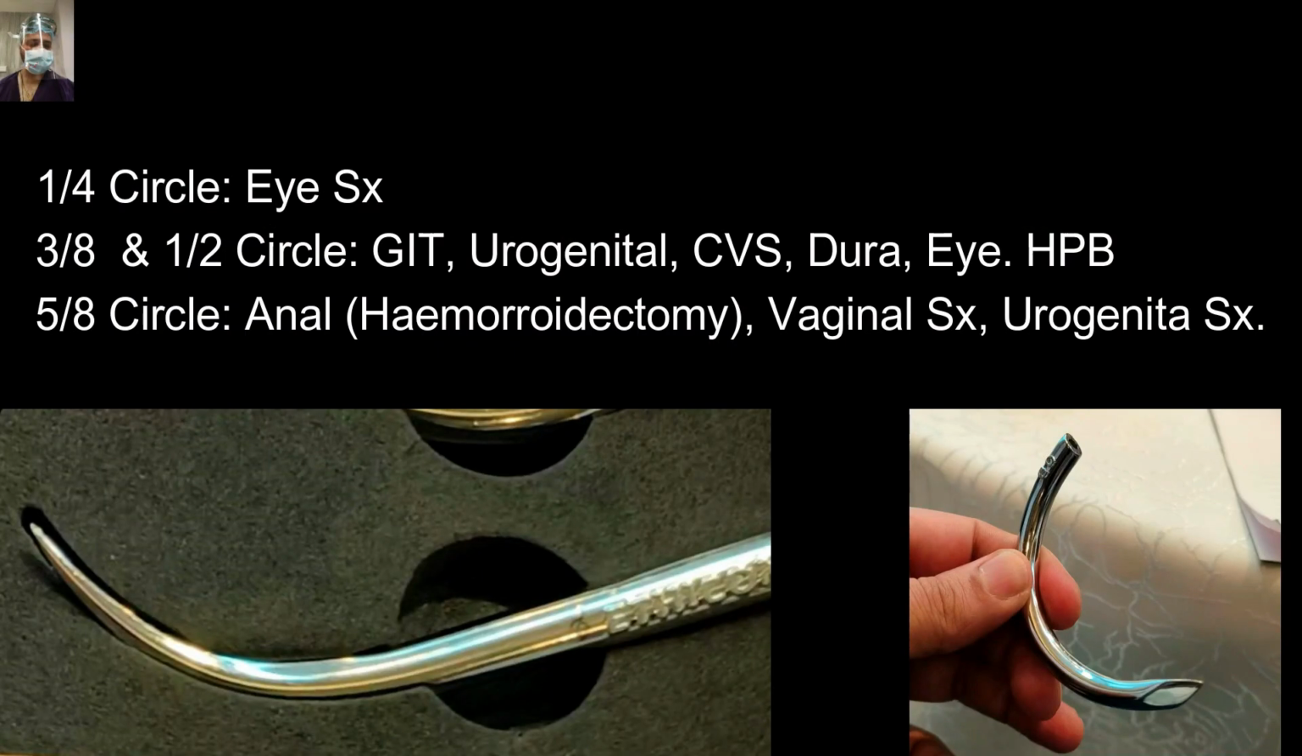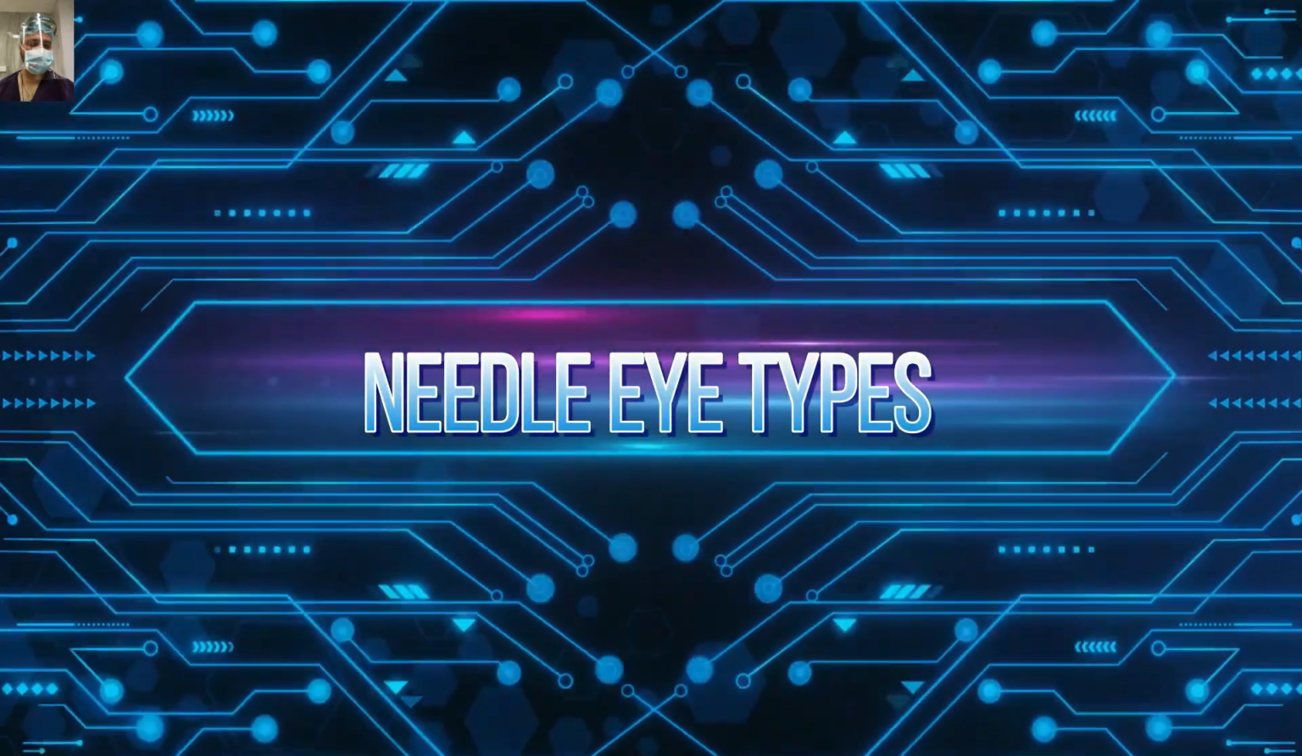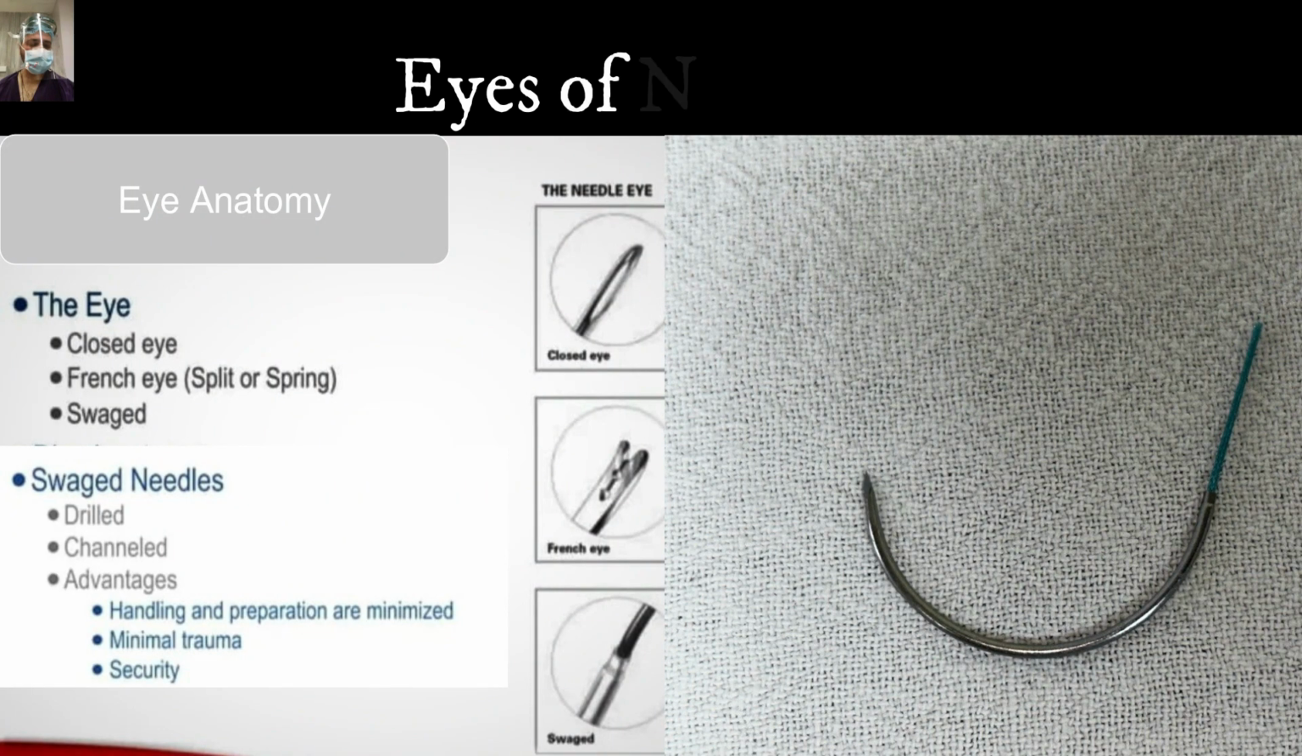Finer circle, basically 1/4 circle, is for eye surgery. 3/8 and half circle are for GI, urogenital, CVS, dura, eye and HPB surgery. 5/8 circle is basically used in anal surgery like hemorrhoidectomy or vaginal and urogenital surgery, where there is less space to rotate the needle. Again, for historical aspect, there are different types of eyes of the needle, like the closed eye and the French eye. Then there is the swaged end. So, friends, for all practical purposes, in the present era, you will use only the swaged end.